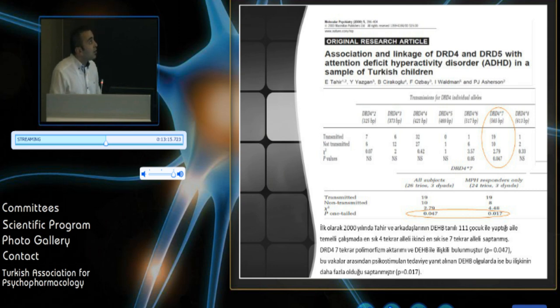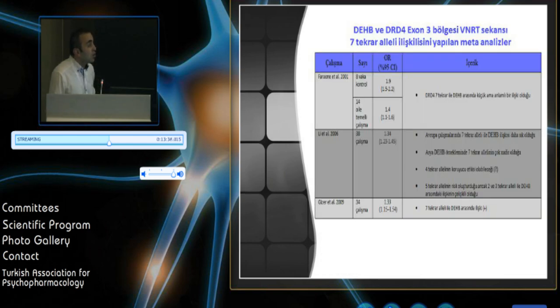Tahir and his colleagues in 2001 carried out a trial where they saw a significant relationship with 7 repetitions. This is a family-based trial. Families of the children with this disorder are included in this trial. 7 repetition polymorphism and ADHD are found to be linked to one another, and this transmission relationship is found to be higher in those given stimulants. What do we have in meta-analysis? OR is 95%. There is a significant relationship. However, a small, insignificant effect is what we see.